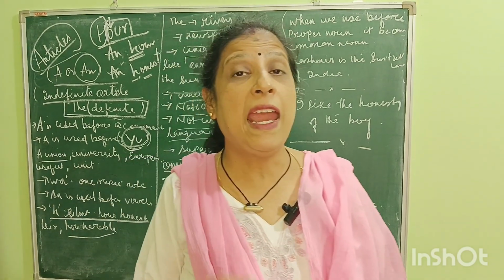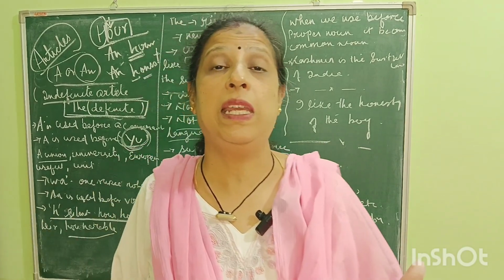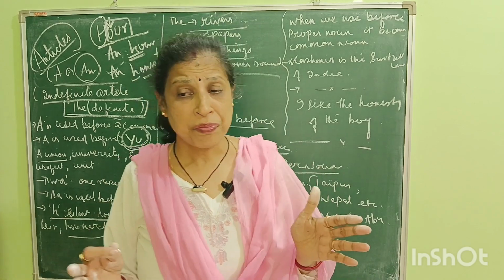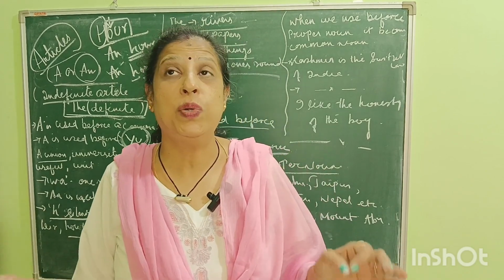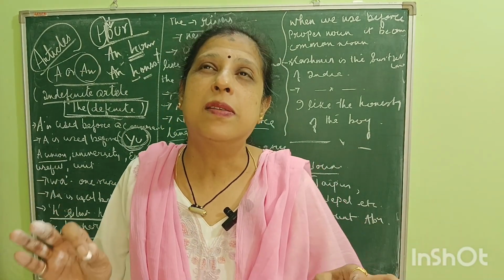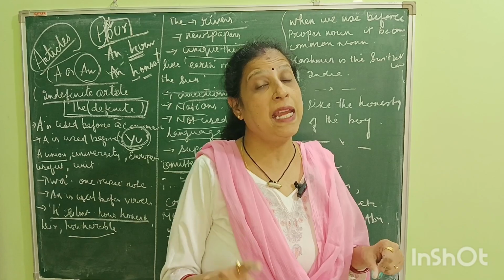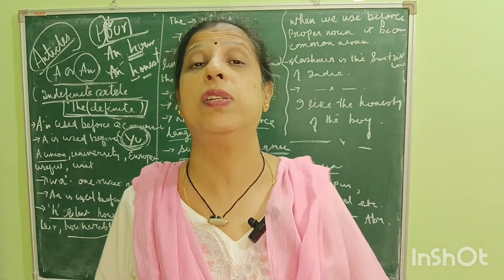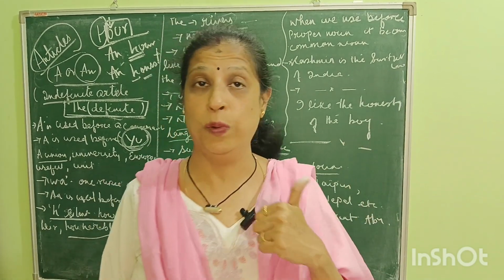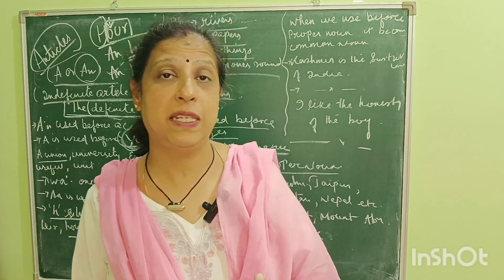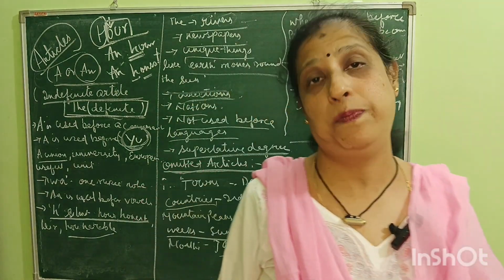So children, a and the. We have already learned that a and an are indefinite articles, and we use a or an when we do not point our finger towards any particular object, person, place, or thing. In that case we use a or an. And remember, a is used before consonant sounds, and an is used before vowel sounds, that is a, e, i, o, u. And the is a definite article. We use the especially when we point our finger towards a particular object.